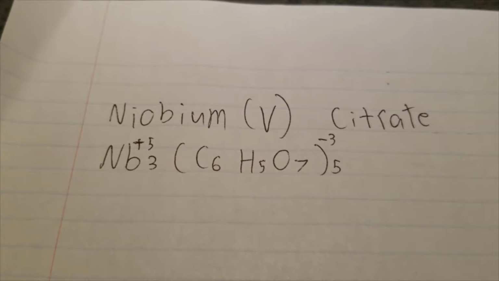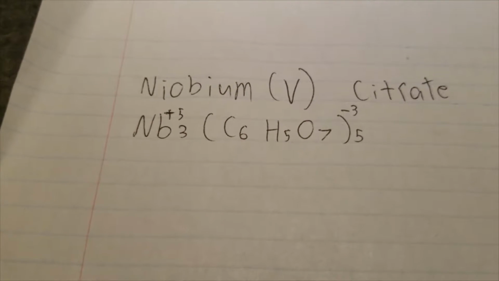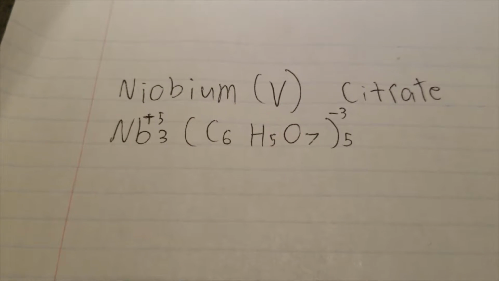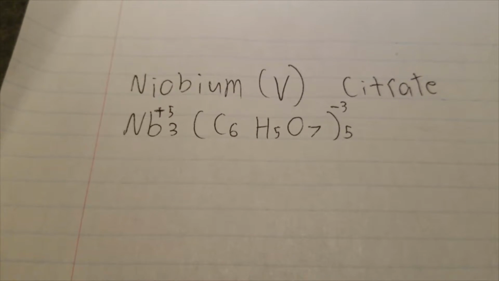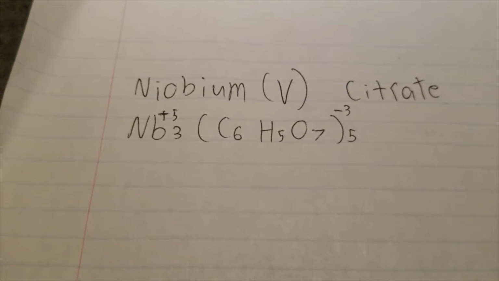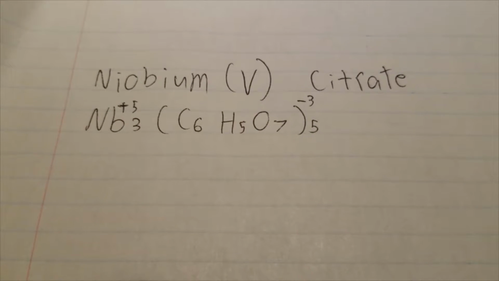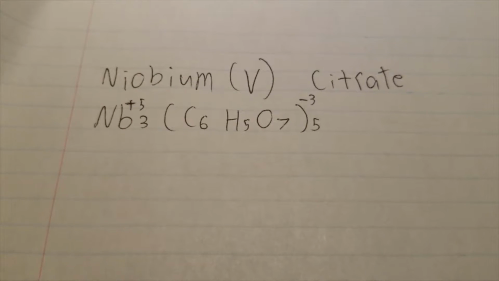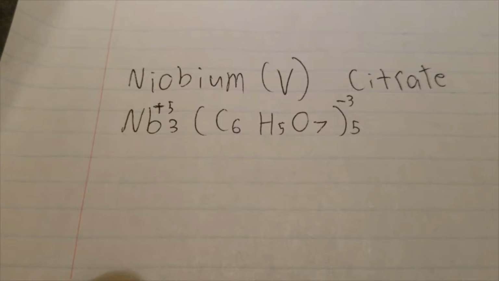A multivalent polyatomic ionic compound is a culmination of what we've learned. So here we have niobium 5 citrate. Since niobium has a charge of +5 and citrate has a charge of -3, we need 3 niobium with a charge of 5 to have a positive 15, and 5 citrate with a charge of -3 to have a -15 charge, which brings it out to 0. This is how you'd write a polyatomic multivalent ionic compound.